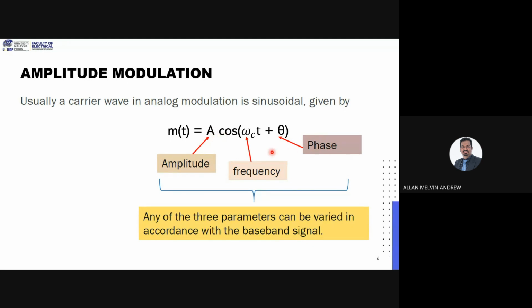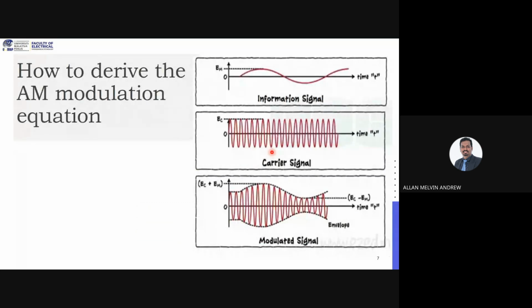Okay, so when you change, it will cause changes in the signal. So how to derive the AM modulation equation? We will enter into some equations, and I just expect you to follow with me, so that you will understand, because I will explain step by step.